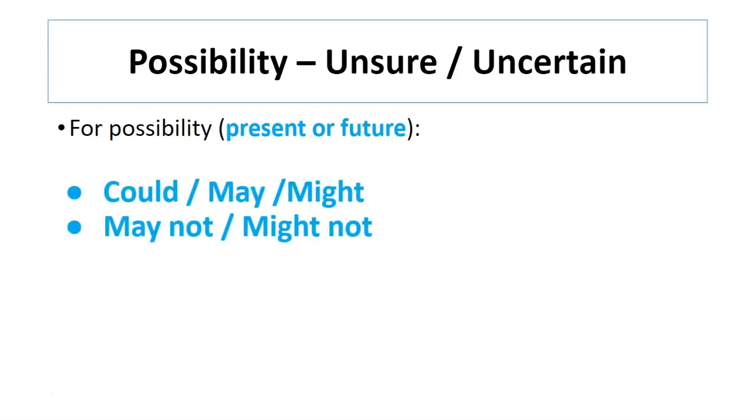When we're talking about possibility, maybe we're not sure, it's not clear, but probably it's like this. When we're talking about things that are possible in the present or the future, we have three possibilities. We can use could, may, or might. The thing we need to be careful about is that in the negative, we only use two of them. We only use may not, might not. Could not, we don't use it. Okay, so we need to be careful: could, may, might, possibility; may not, might not, possibility.